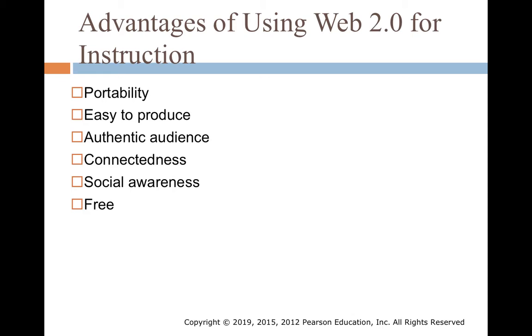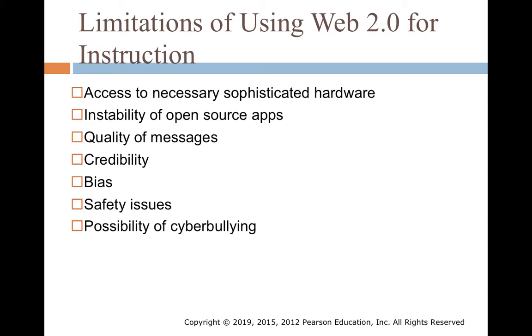And finally, we look at some advantages of using Web 2.0 for instruction. There's a lot of free stuff out there. There's connectedness, portability. And then there are also some limitations. Consider those limitations, and how you could embed aspects into your lessons to help avoid some of these types of limitations like bias and cyberbullying and safety issues. What's a way that you could avoid that in your lessons?